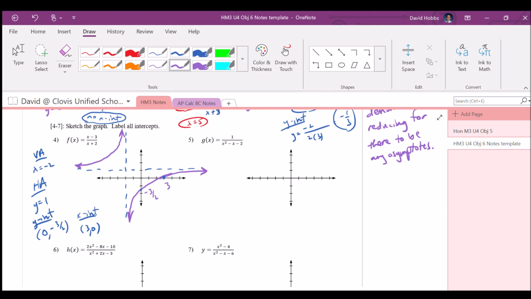Let's try the next one here. Hopefully I won't get any more phone calls. So vertical asymptotes, well, factor x minus 2, x plus 1. Okay, does it reduce? No, none of them reduce. So x equals 2, x equals negative 1.